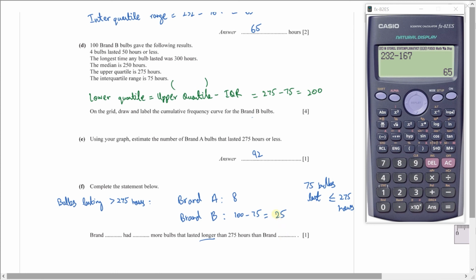So that means 25 minus 8 is 17. So you have brand B, which had 17 more bulbs that lasted longer than 275 hours than brand A. So you're basically looking for the difference of these two values. So brand B has 17 more bulbs that will last more than 275 hours when compared to the bulbs in brand A. So that's how you will solve this part.